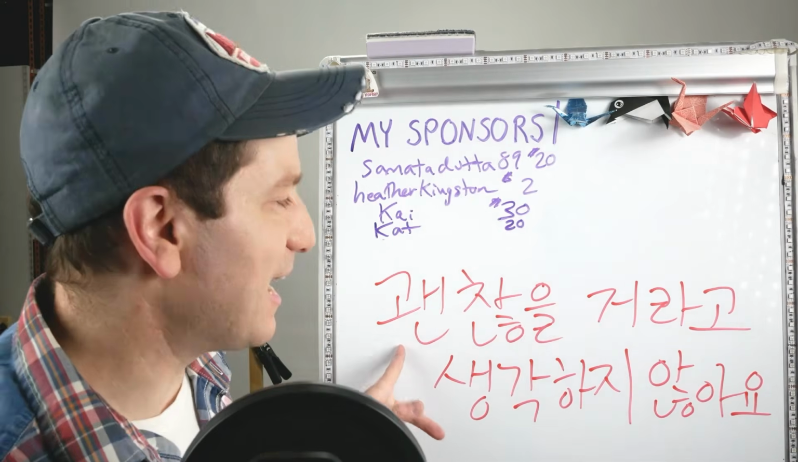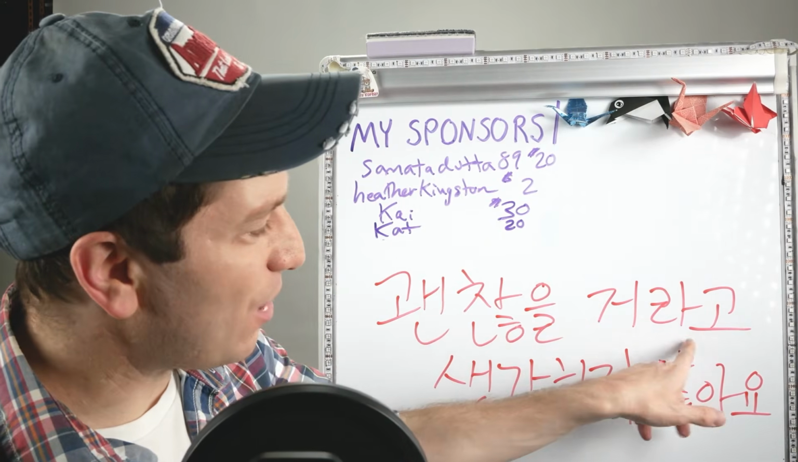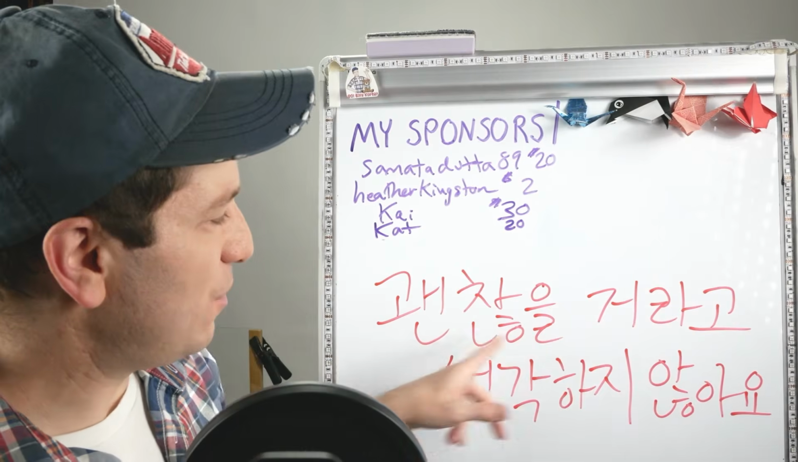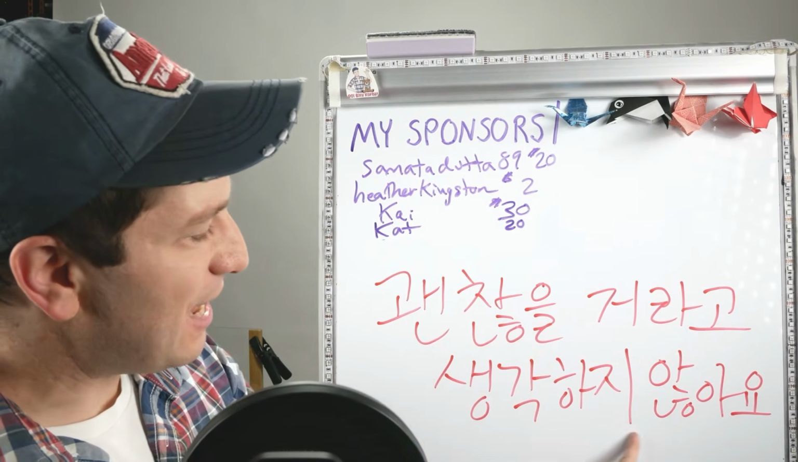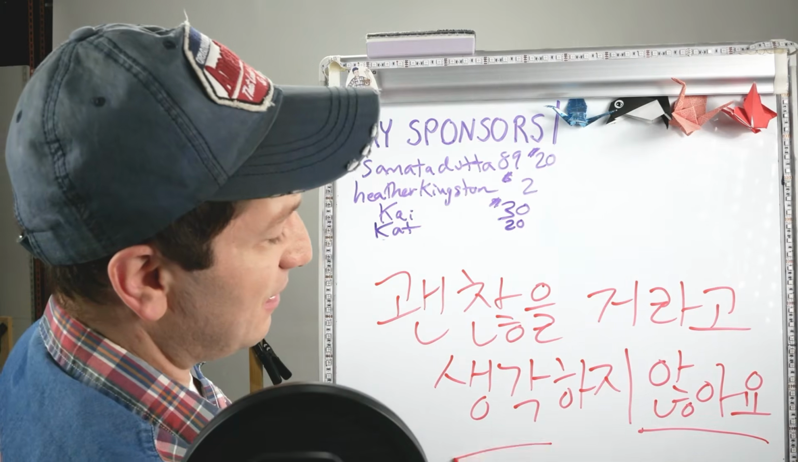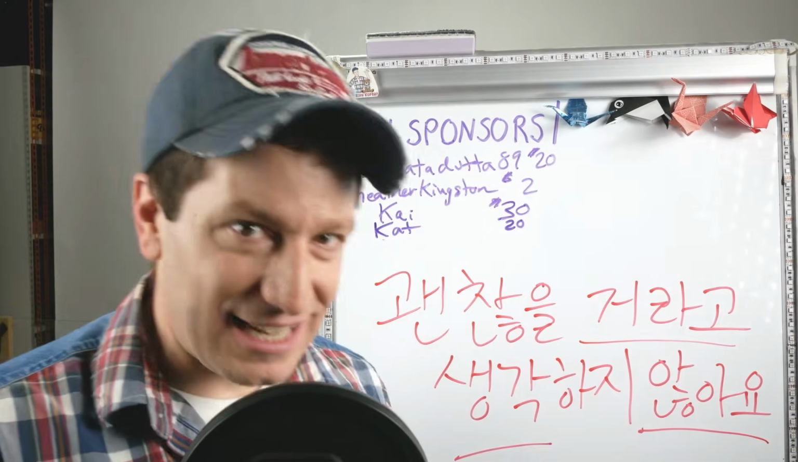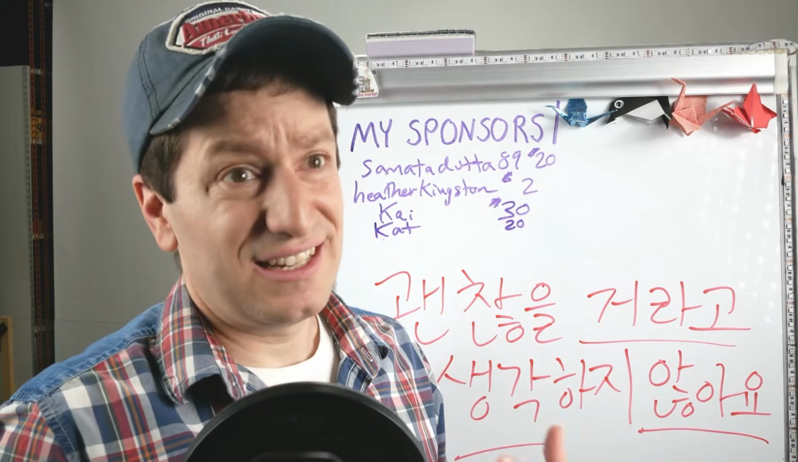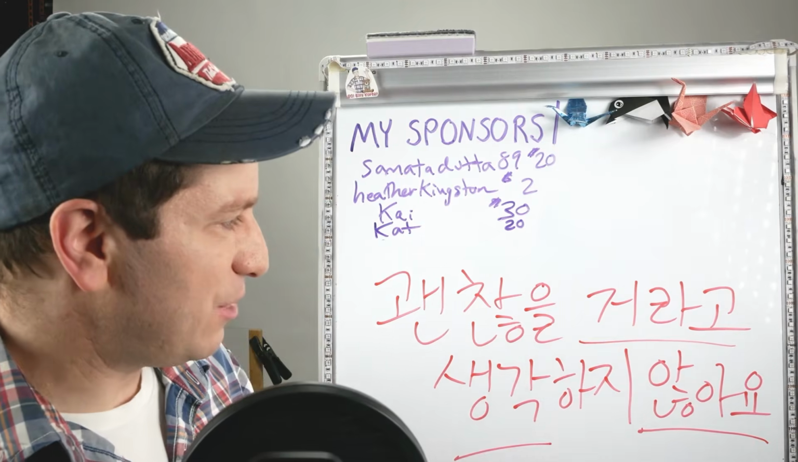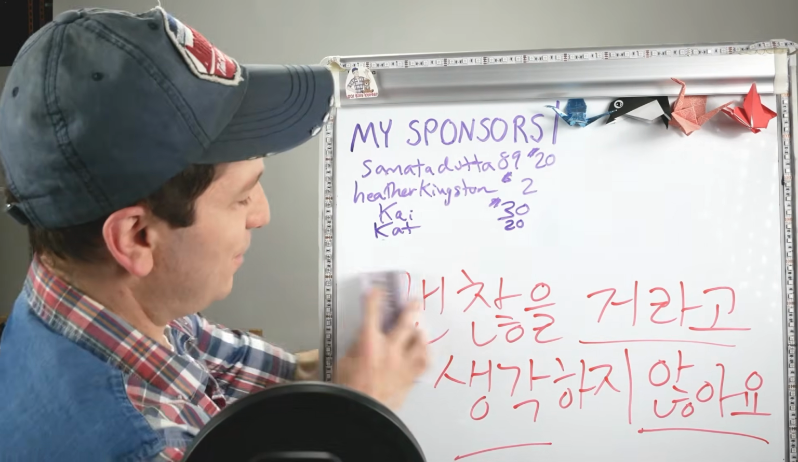괜찮다 is to be okay. 괜찮을 거라고. Future tense. It will be okay. 생각하지 않아요. I do not think it will be okay. 괜찮을 거라고 생각하지 않아요. I do not think that it'll be okay. So I don't think that it will be okay.